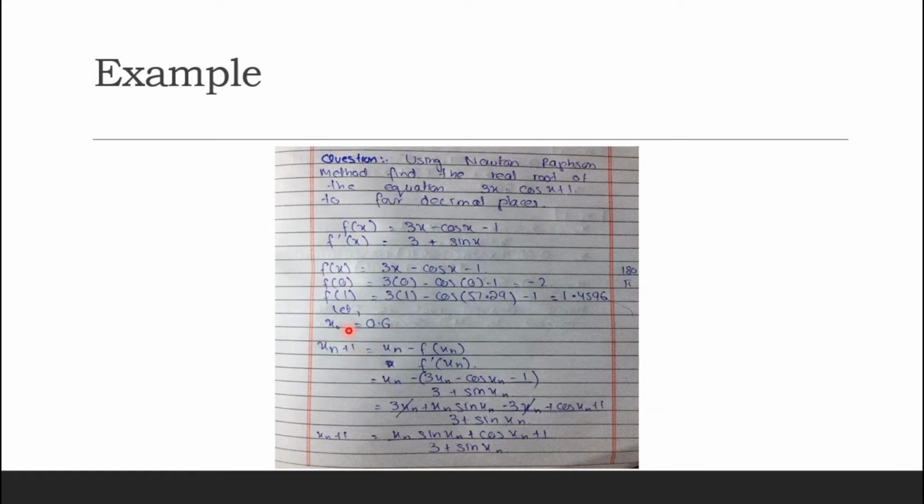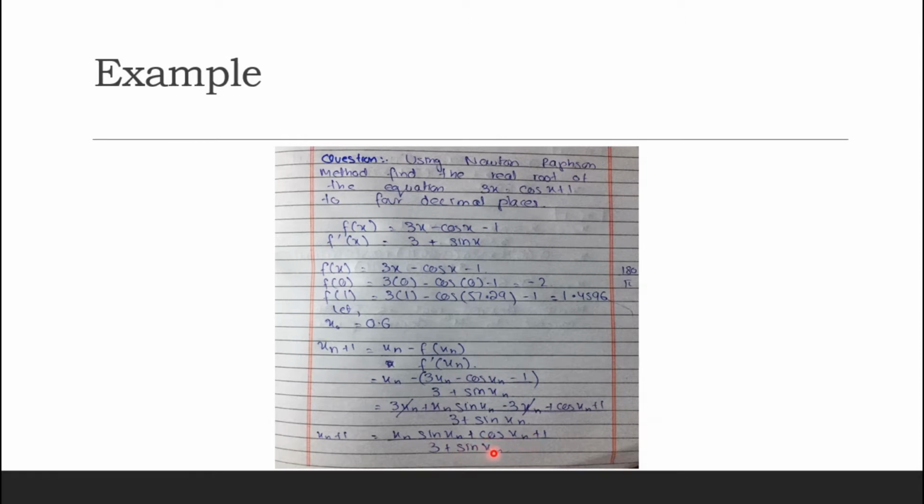So we have talked about the formula: x(n+1) is equal to xn minus f(xn) divided by f'(xn). Here we will put the value: xn minus f(xn), which is 3xn minus cos xn minus 1, over the derivative of the function as we have calculated here. After the simplification the answer is x(n+1) equal to (xn sin xn plus cos xn plus 1) over (3 plus sin xn).